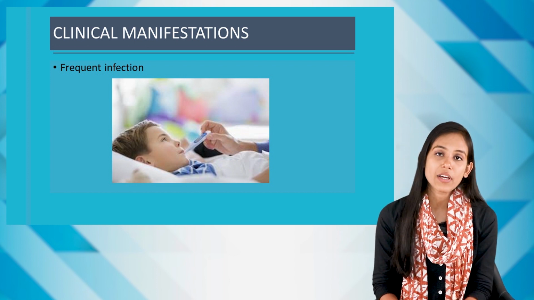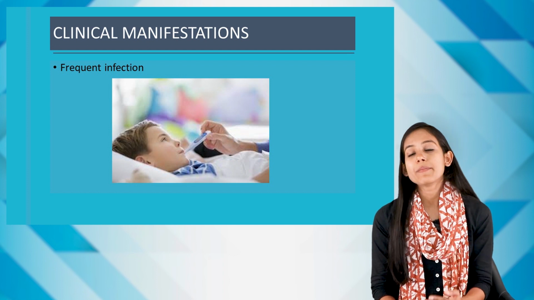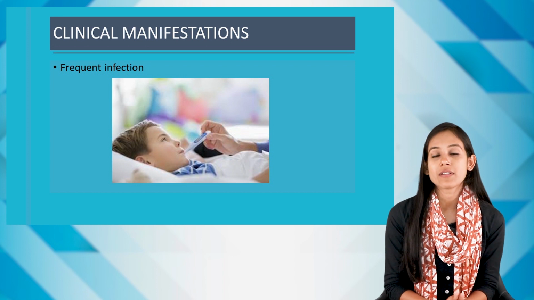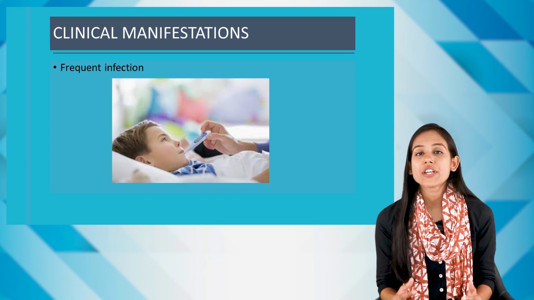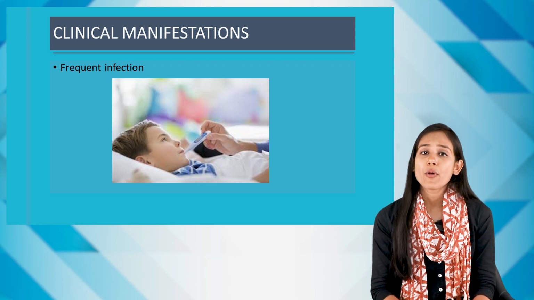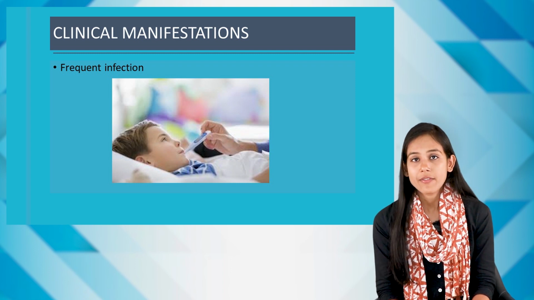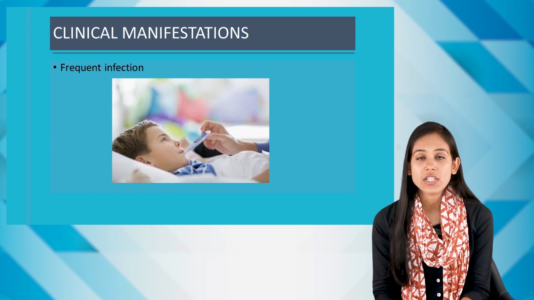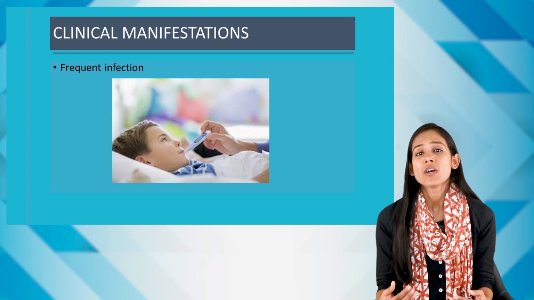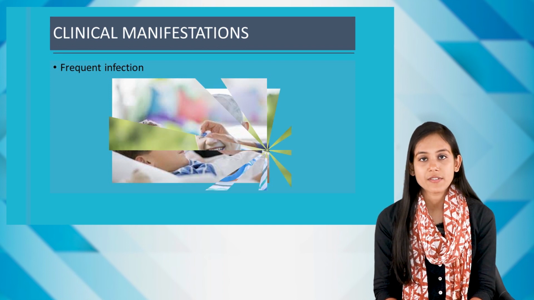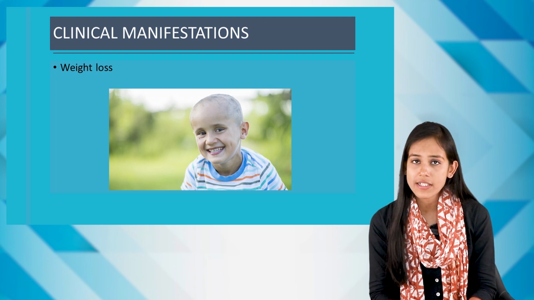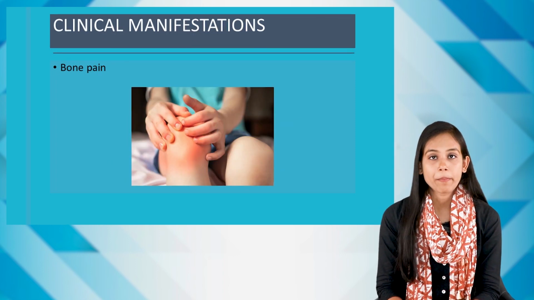And if there is a lack of WBCs, what would happen? There would be frequent infection, because we know that the function of WBCs is to help our body fight infection, right? So when there is a lack of WBCs, the body won't be able to fight the infection. So there would be recurrent infection, and the child will get infections very frequently and will be more susceptible to infection. Next, there would be weight loss. You can see a significant weight loss in the child. Also, there would be bone pain.